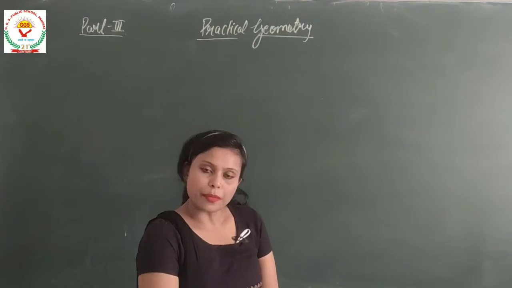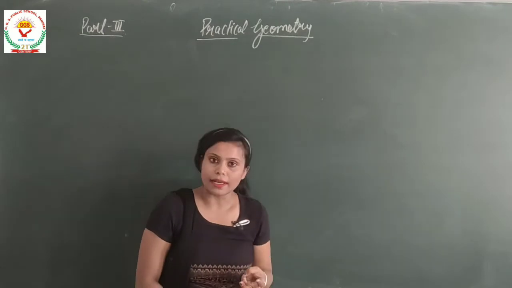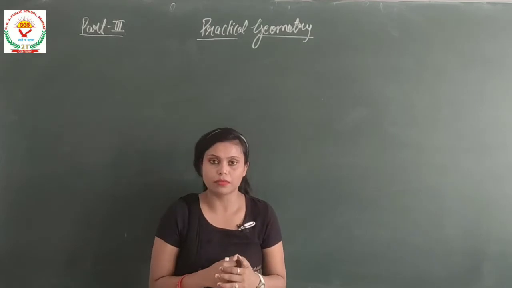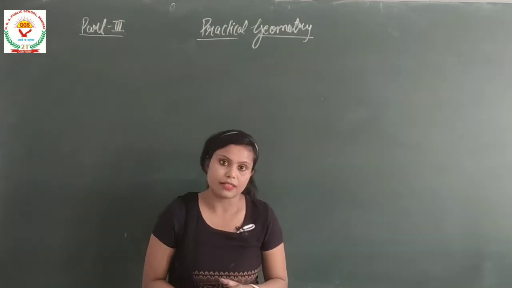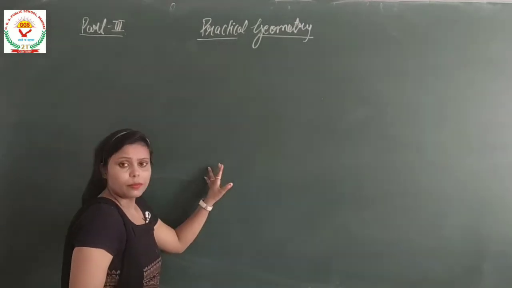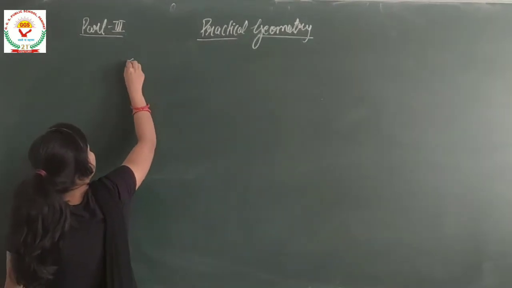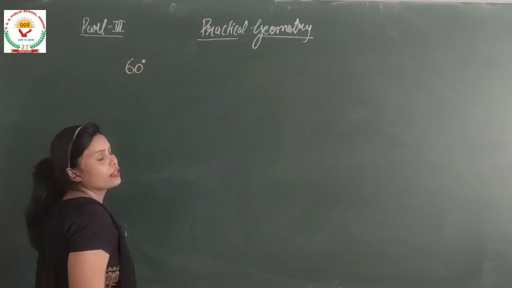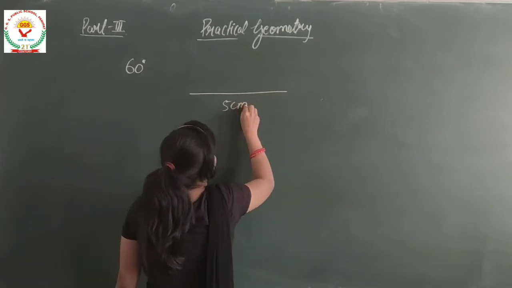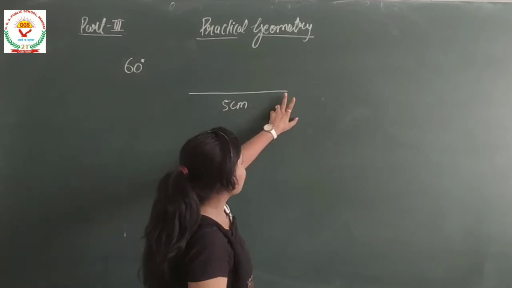Hello students, in the previous part of this chapter we have read how to construct a quadrilateral from 3 sides and 2 diagonals. Now we will study how to construct a quadrilateral with angles and sides. But before starting this, I want to tell you how to form an angle with the help of a compass. Suppose I need to make a 60 degree angle on a line segment. This is a line segment of 5 centimeter, and I need to make a 60 degree angle at this end.